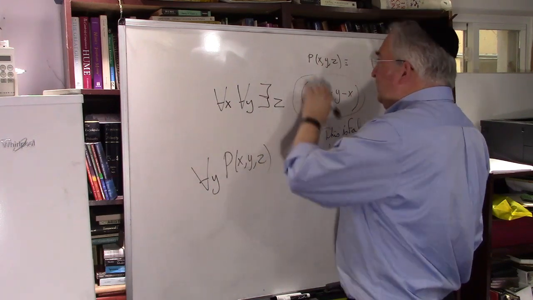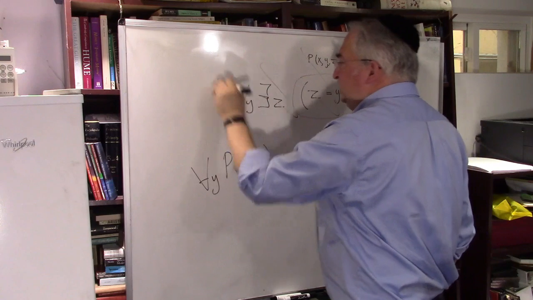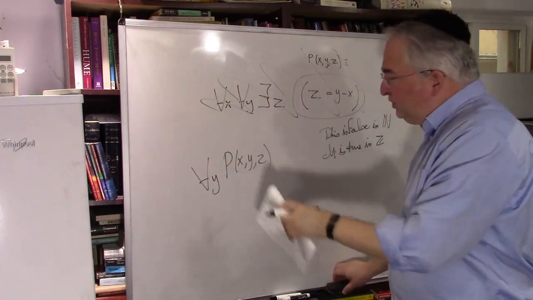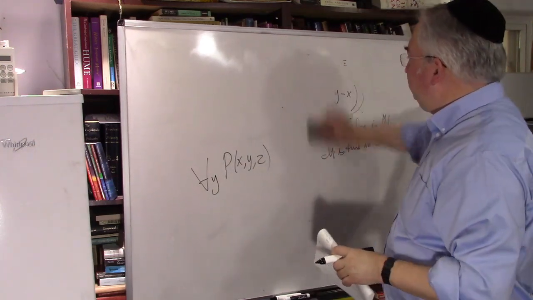Let's just forget about the earlier one. I'm not talking about this. We're finished with this. That's a nice example. We worked it out. Very nice. Let's just talk about this. We have a predicate with three things.